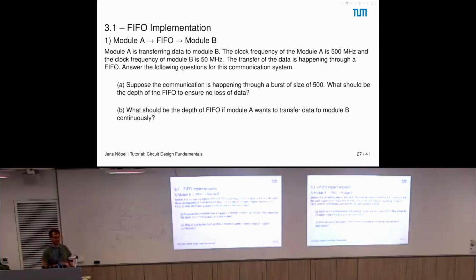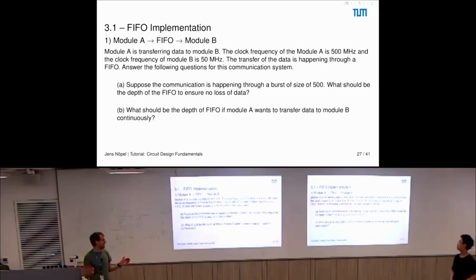Any ideas how to start with this question? "How many nanoseconds does it take for what?" It's a very good question. This is exactly the right question we need to answer. How many nanoseconds do we send data, and how many nanoseconds do we receive data? We know that module A works at 500 megahertz and sends 500 packets. So now you can calculate how much time module A needs to send 500 packets. You know the frequency, right? So you can calculate how much time is needed to send 500 packets.